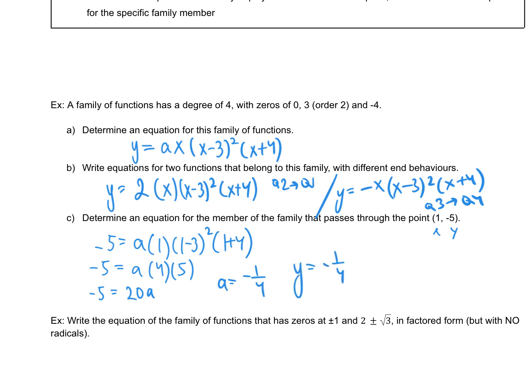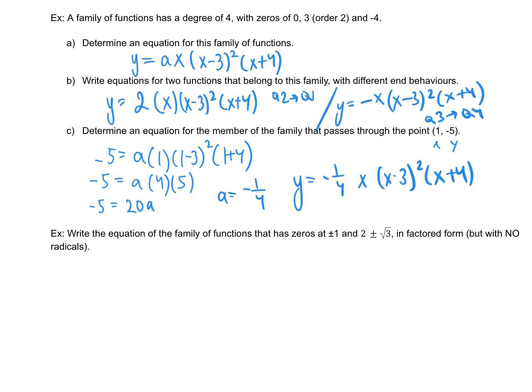So now we have one of the members of this family. And here we are. And actually, I'm just going to erase that bracket there. And there's my equation. Let's try a final example.